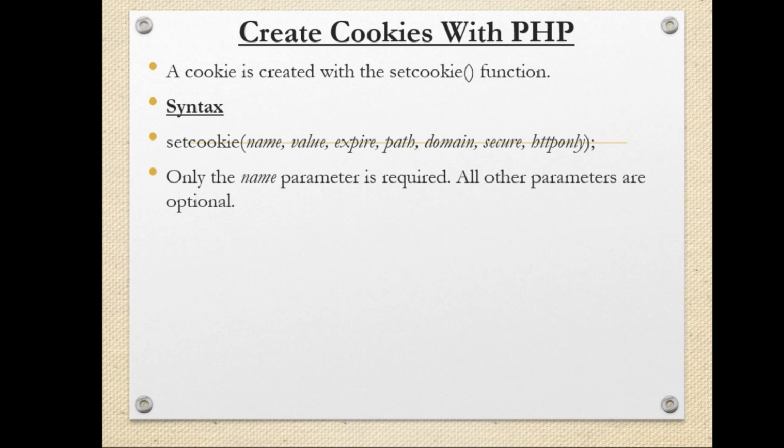Syntax: setcookie(name, value, expire, path, domain, secure, httponly). Out of these parameters, only the name parameter is required, all other parameters are optional. So basically the name parameter is compulsory and the remaining parameters are optional. We have to create a cookie with the setcookie function, in which we have different parameters, but the name parameter is compulsory and the rest are optional.